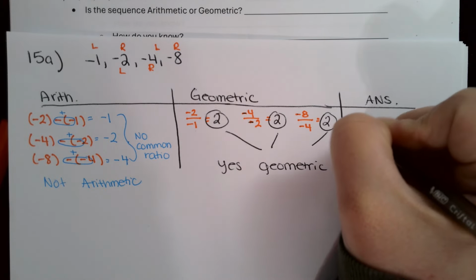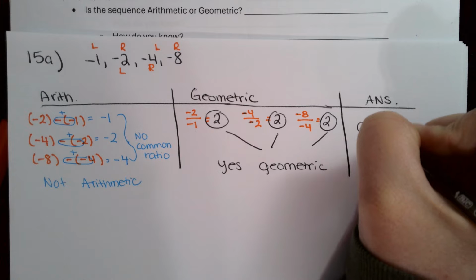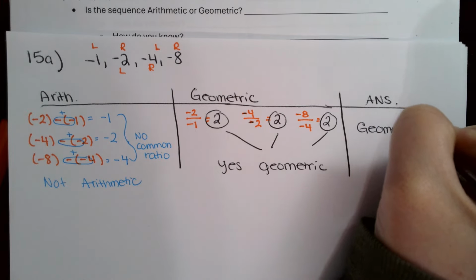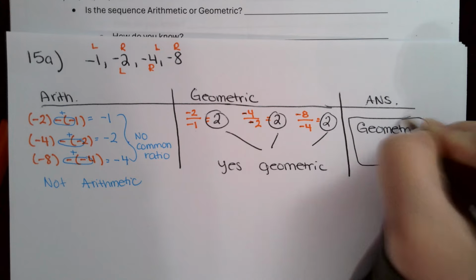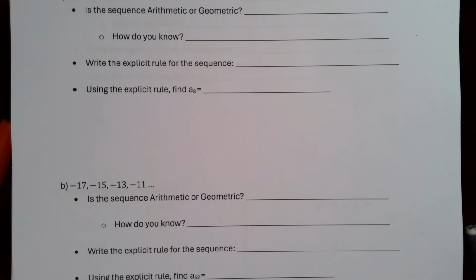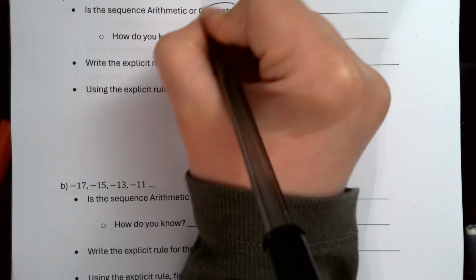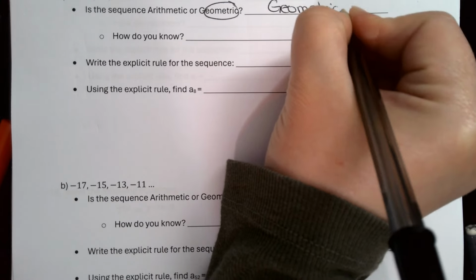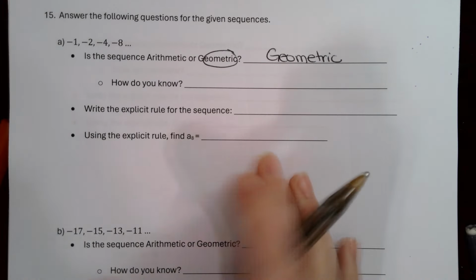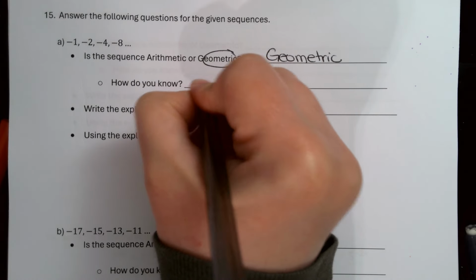So, is it arithmetic or geometric? It is geometric. How do we know? Well, the common ratio is 2. So let's go back here to our worksheet. Is the sequence arithmetic or geometric? Well, it is geometric. How do you know it is geometric? Well, we solved for the common ratio.